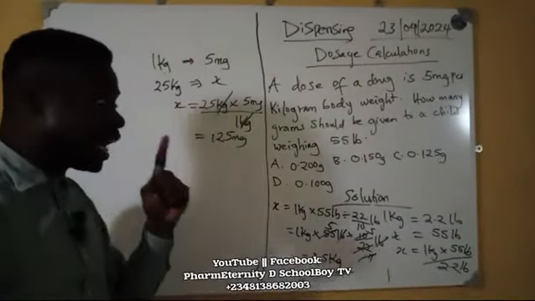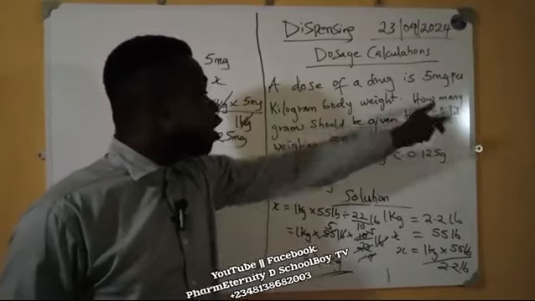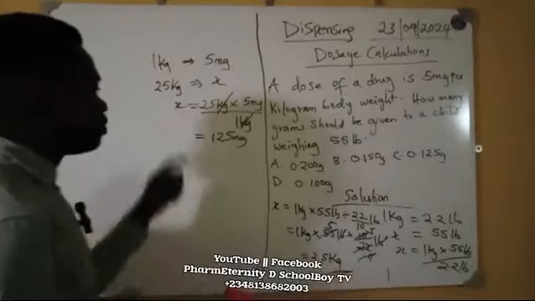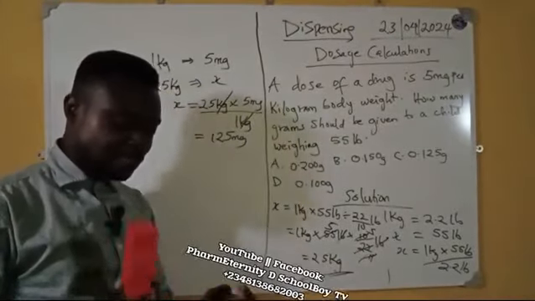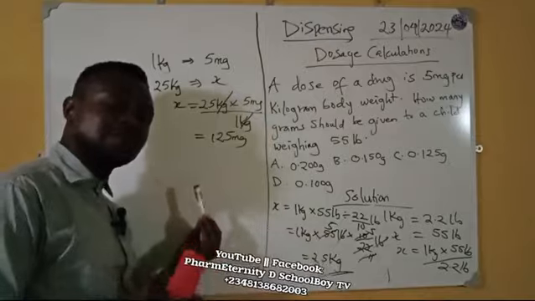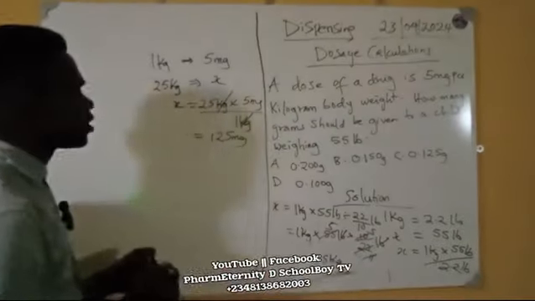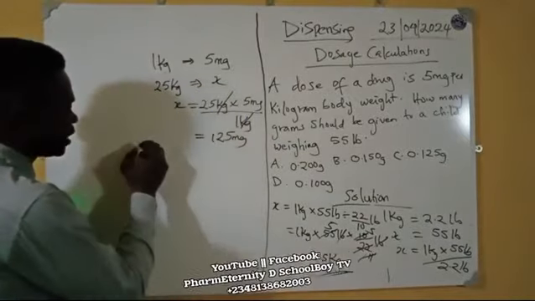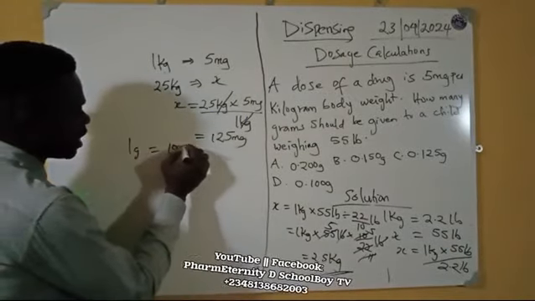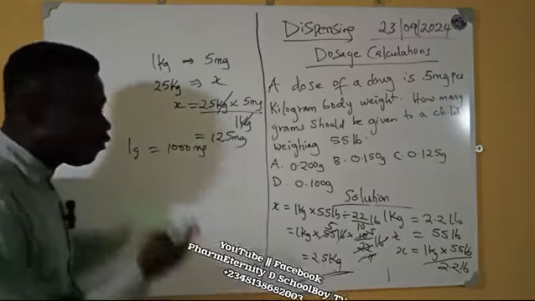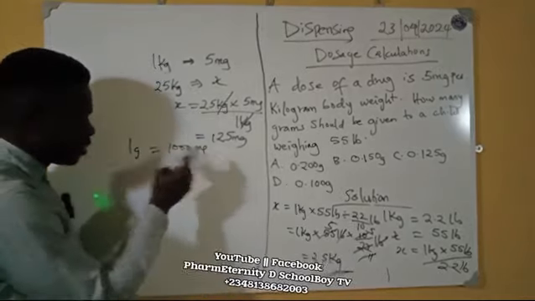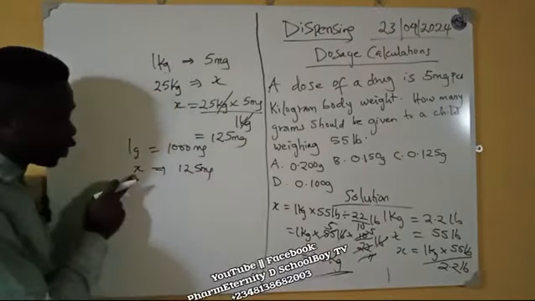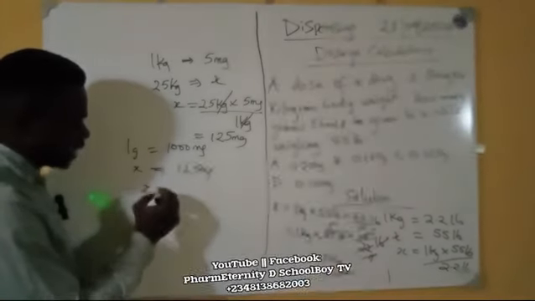We are told to leave our answer in grams. So we do intra-system conversion. Both milligram and gram are metric units, so moving from milligram to gram is intra-system conversion. So now let's do it. The relationship between gram and milligram is that 1 gram is equal to 1000 milligram. So if 1 gram is equal to 1000 milligram, how many gram will 125 milligram be? We call it X.